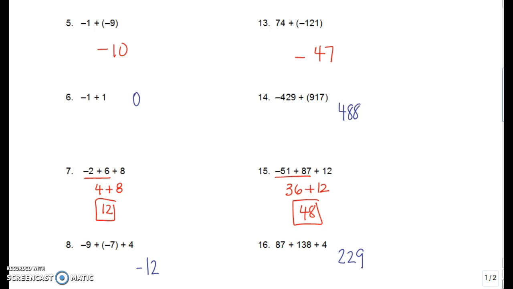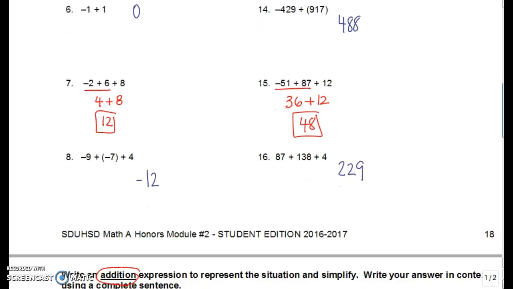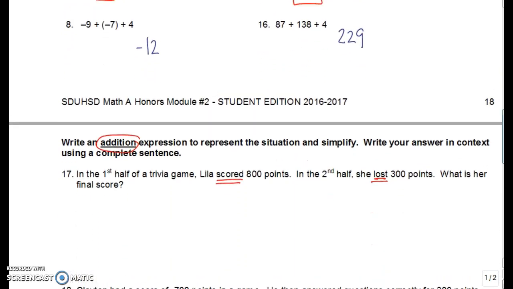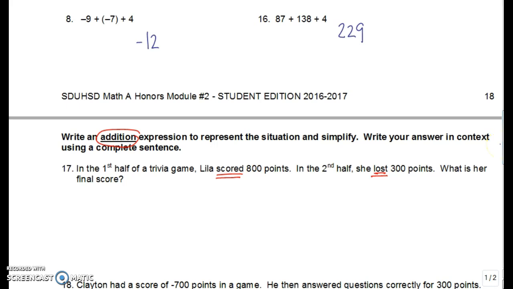Okay, we're moving on to the next page. I'm going to demonstrate one problem on the next page, and then you're going to do the rest of them. So the directions at the top of the page say, write an addition expression to represent the situation and simplify. This idea of representing the situation is a very important one, and we'll talk about that as we go along, not just in this lesson, but in the next ones in Module 2. Write your answer in context using a complete sentence, and that means write your answer in response to the word problem question.